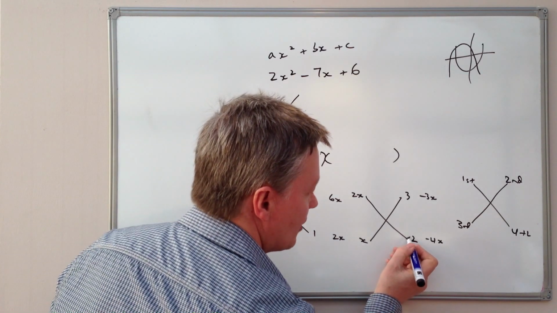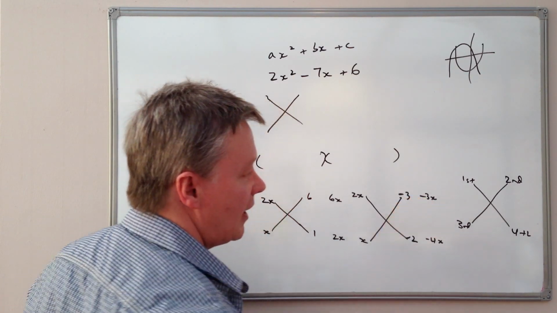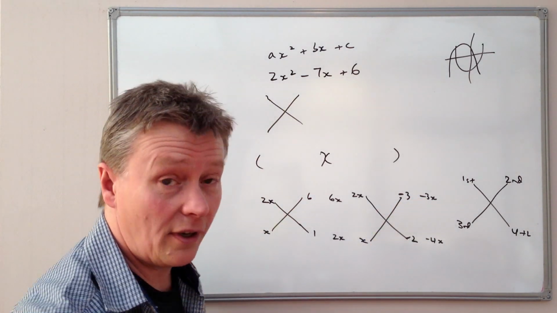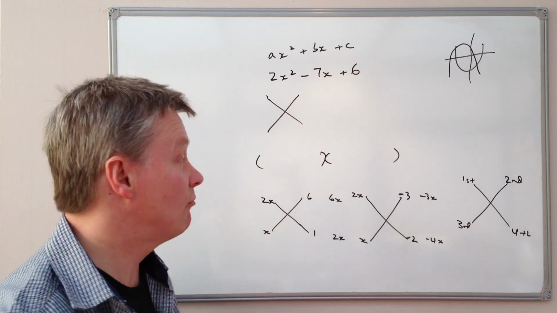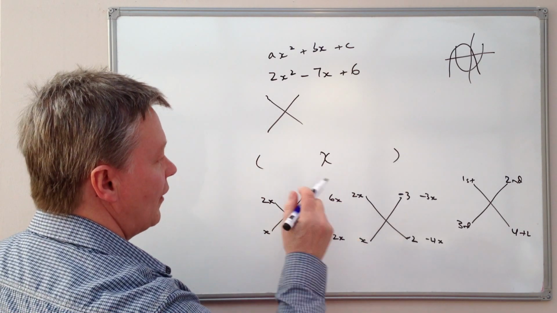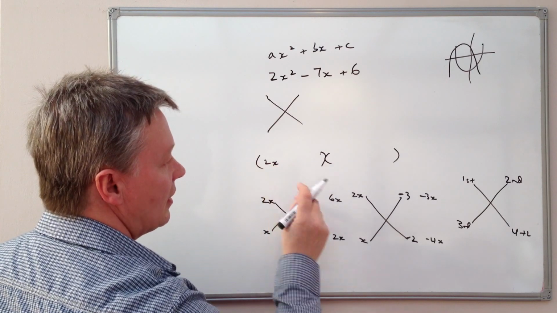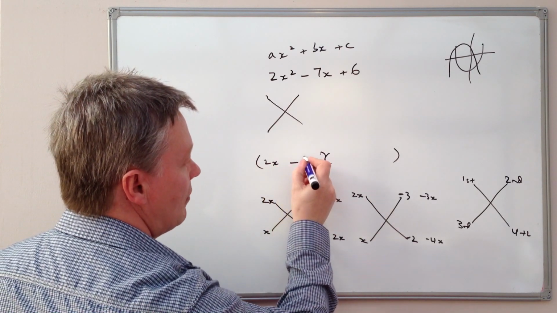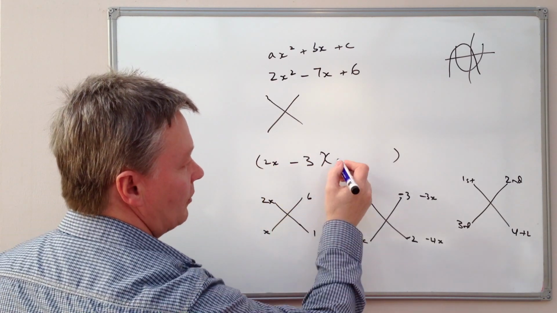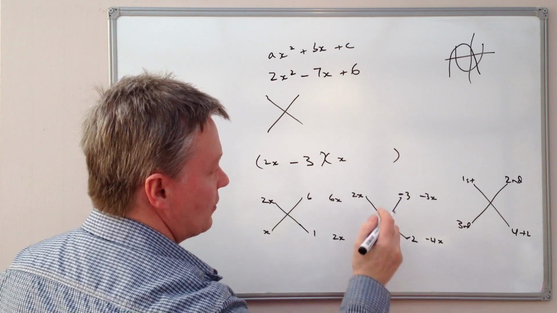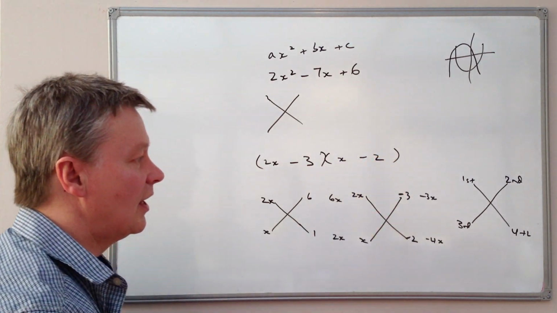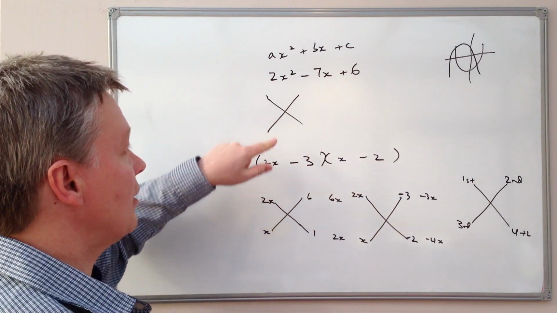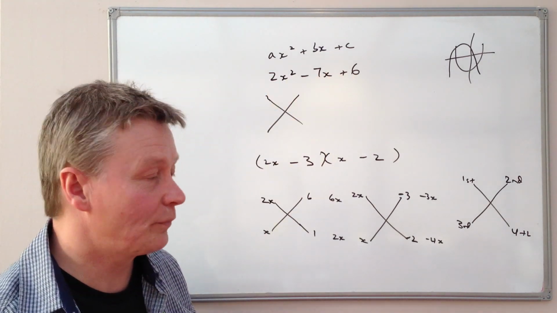So what I'm going to do now is put my minuses in place into the cross, and then I just simply write it out. So this first one here will be 2x, second one will be minus 3, next one will be x, and the last one would be minus 2. And that is the factorisation of this term.